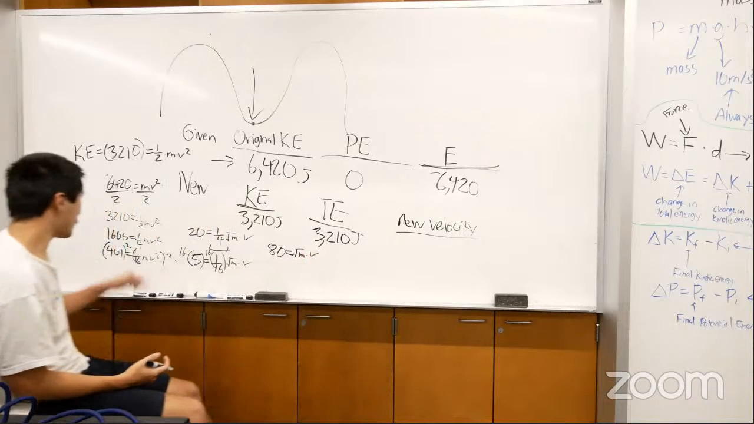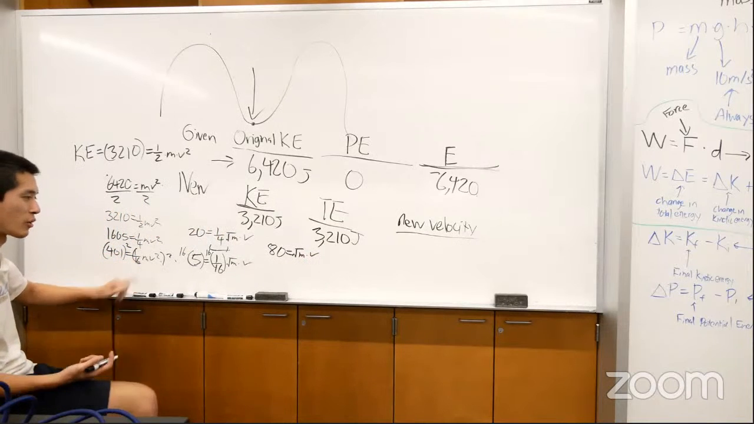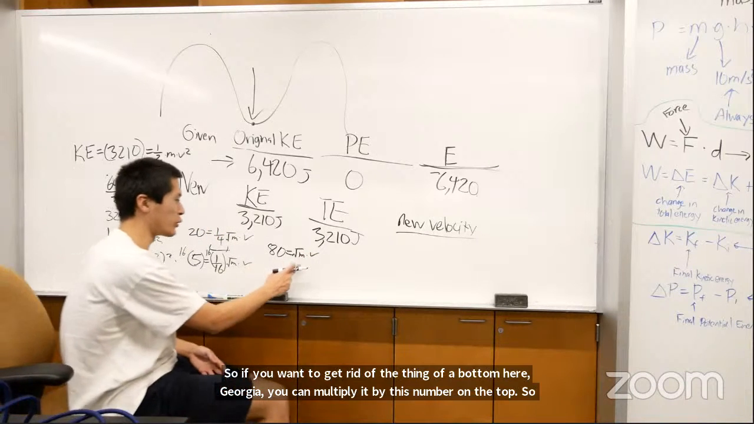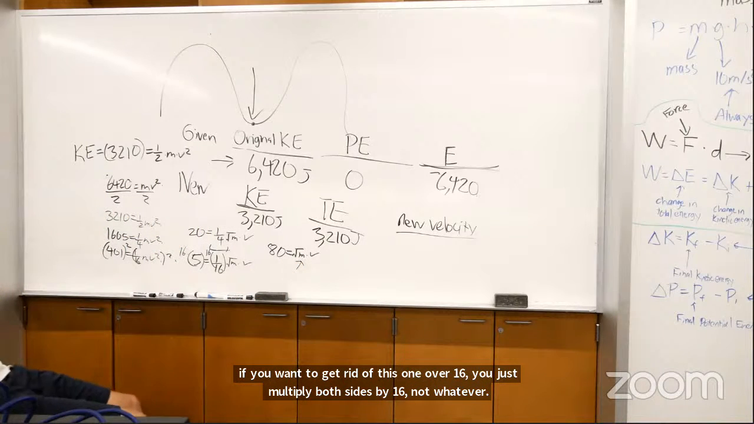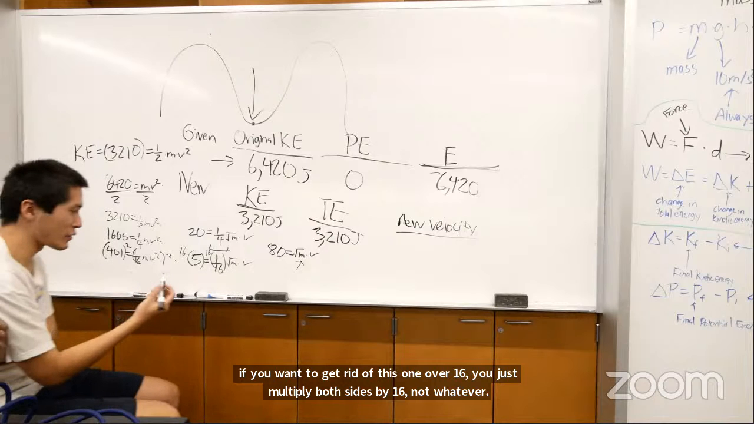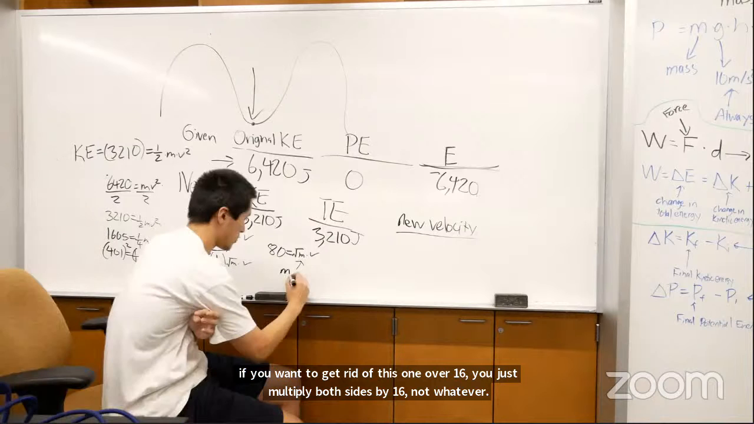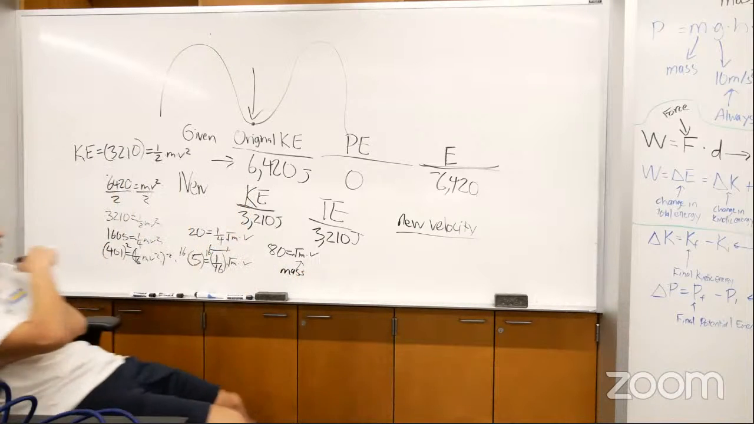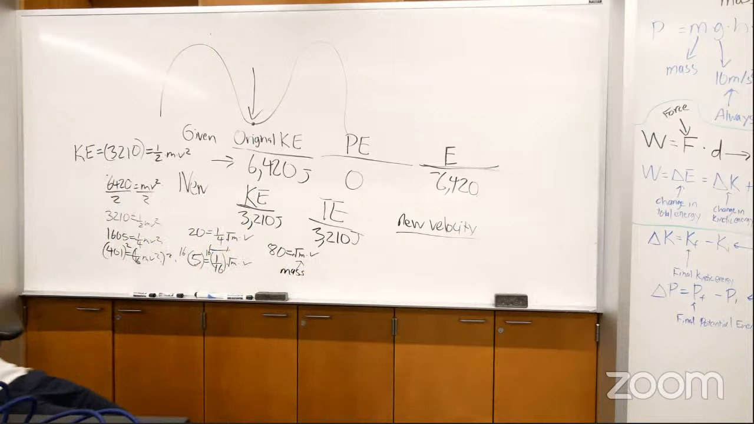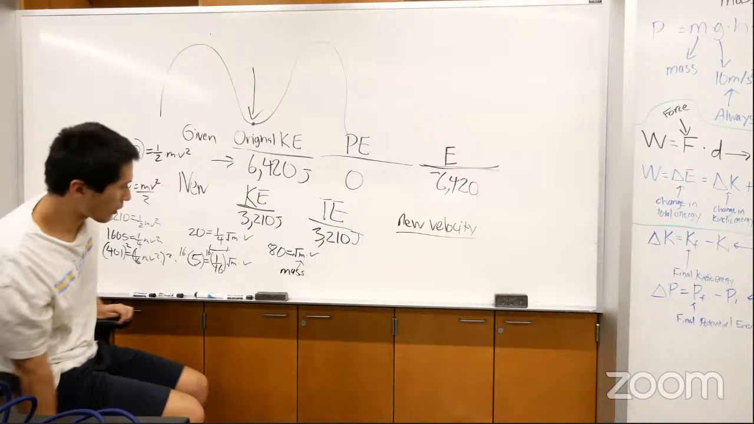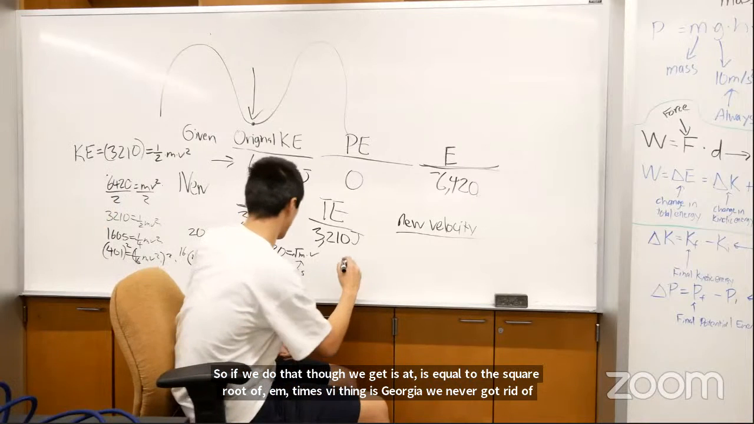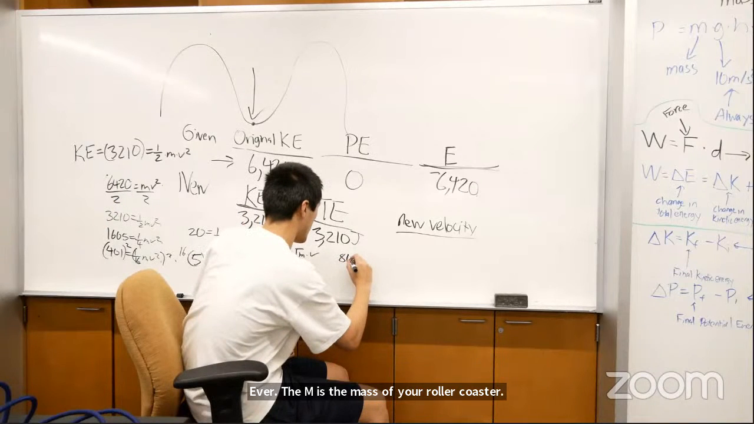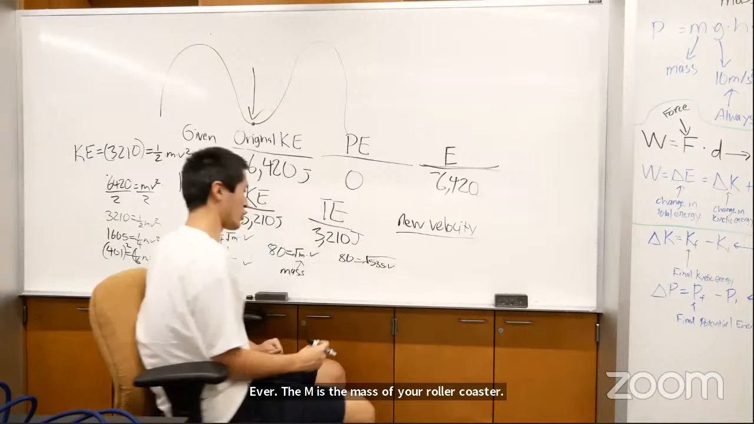The thing is, Giorgio, we never got rid of this m term, this mass term. So we still have the square root of m in here. Remember, the m is the mass of your roller coaster. Wouldn't I just fill that in? Yep. So what is the mass of your roller coaster? 535 kilos. Okay, so 80 is equal to the square root of 535 times v. So why don't you tell me what you get for v?